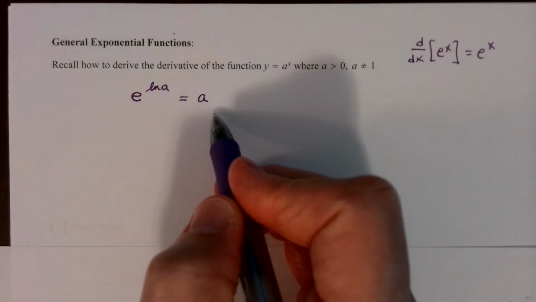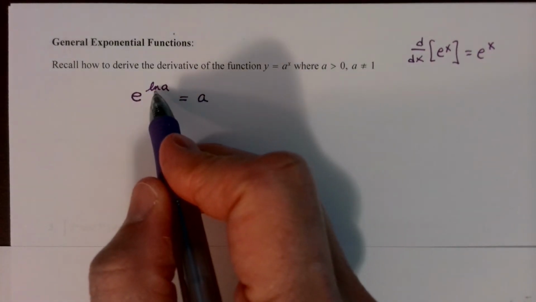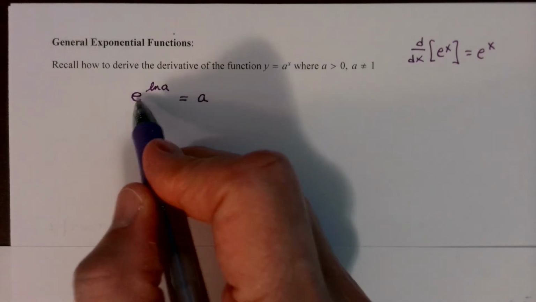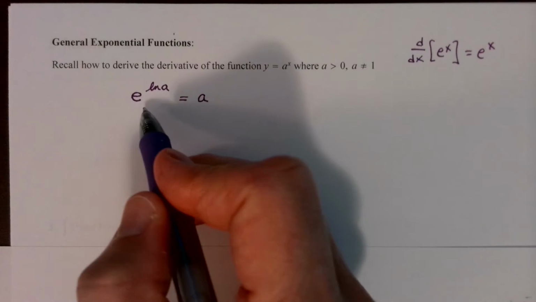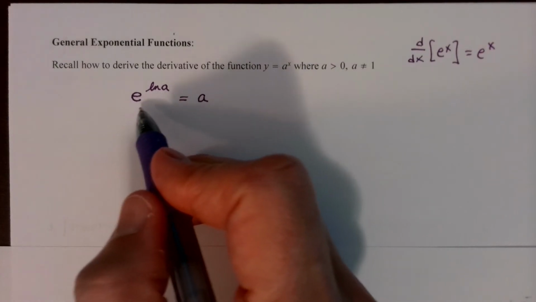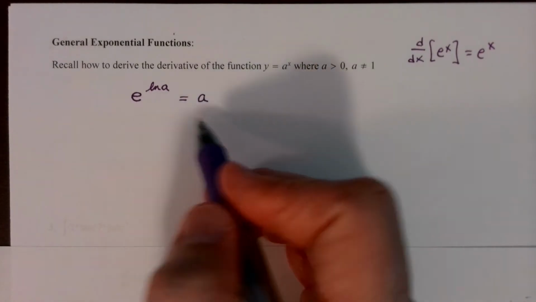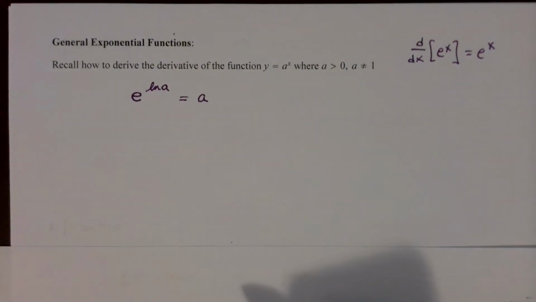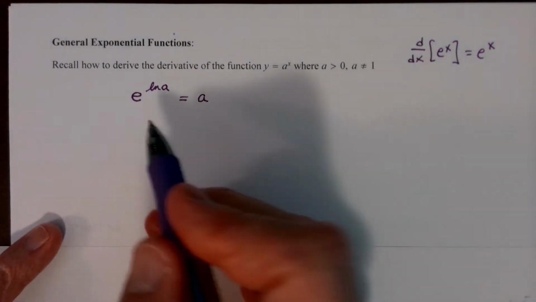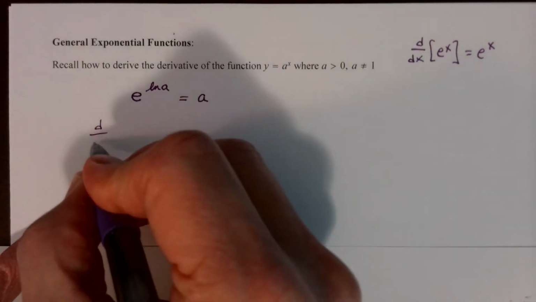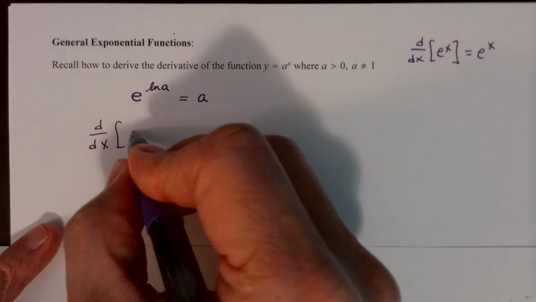This is the inverse relationship, right? If I plug a into the natural log function, get the output, then raise e to that power, I'm going to get back to a. In a similar way, the natural log of e to the a is also a. We can use that inverse operation. But I'm going to use this one, because I know this derivative already, to take the derivative with respect to x of a to the x.